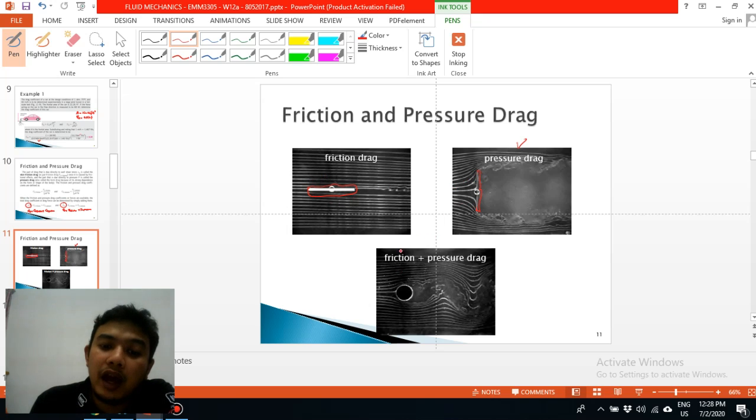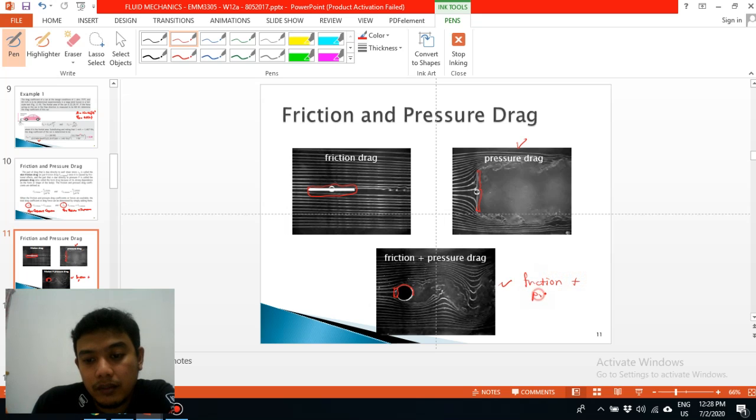But if we have a circular or aerodynamic shape, we will add up the friction at this surface of the circle and also the pressure at the shape of this circle. So for this type of shape, you need to add friction and also pressure drag.